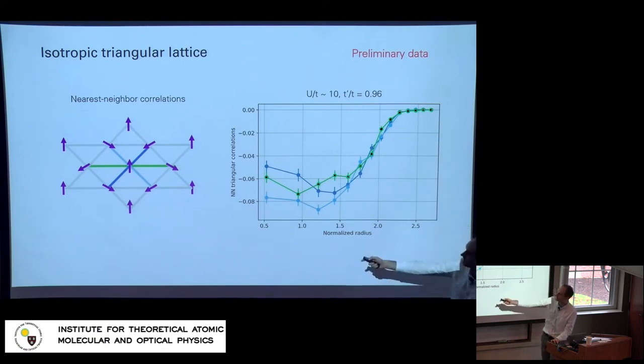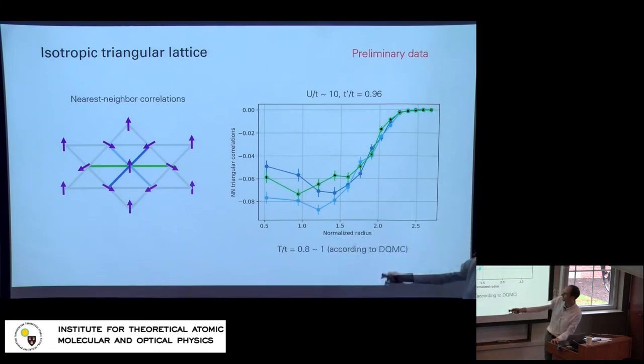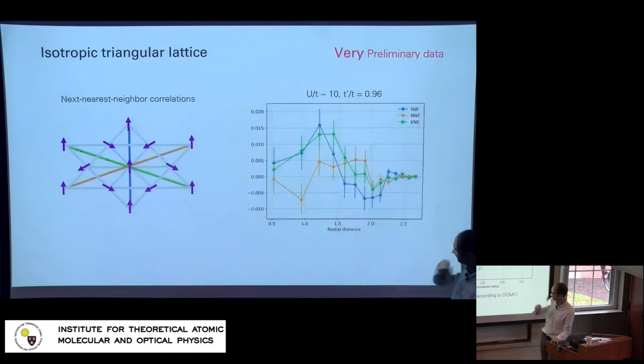We can also look at nearest neighbor correlations. And here, I want to emphasize also the temperatures reached are a bit larger than the ones we got in the checkerboard and square lattice, about 0.8 to 1 times the tunneling.